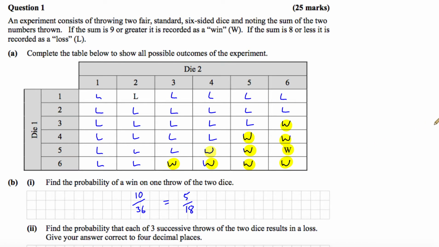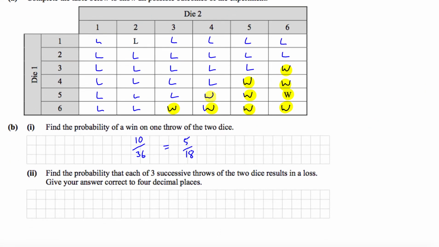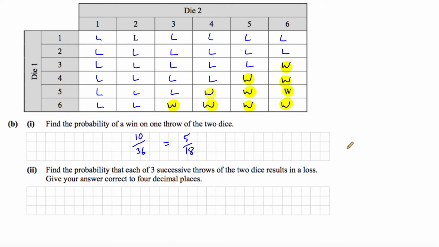Part 2 says find the probability that each of 3 successive throws of the two dice results in a loss. Give your answer correct to 4 decimal places. Well, if the probability of winning is 5 over 18, the probability of losing would be 1 minus that. So 1 minus 5 over 18 gives us 13 over 18. So that's the probability of a loss. This was the probability of a win.